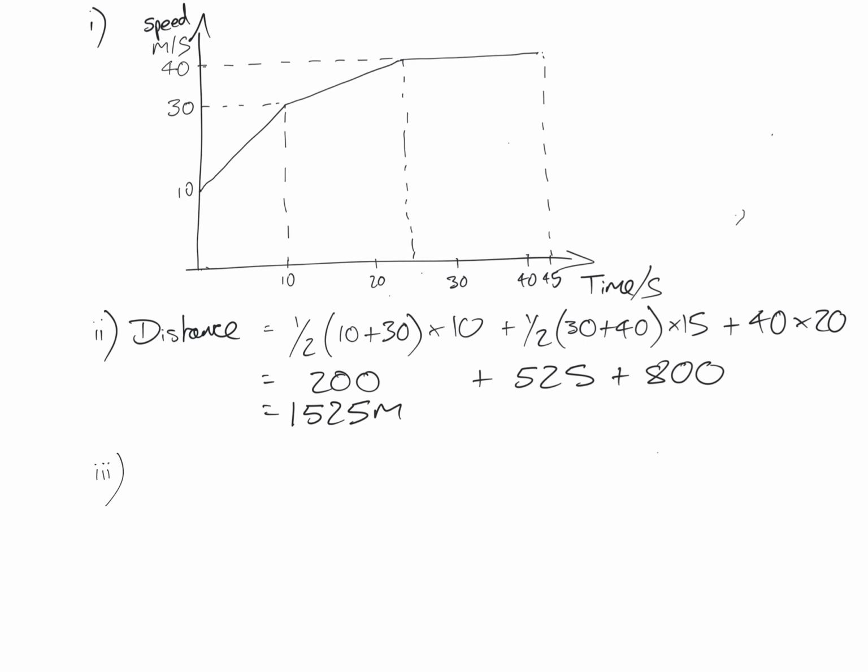When it reaches point B, the car is brought uniformly to rest in t seconds. The total distance is now 1700 meters. Okay, so let's just draw this new bit in red. So that's t seconds. The total is now 1700 meters. So 1700 minus 1525 is 175 meters.